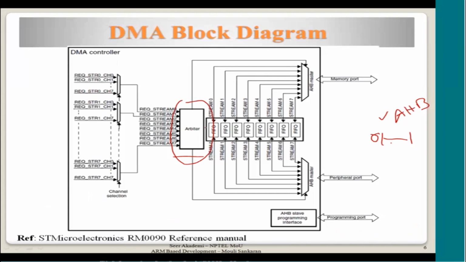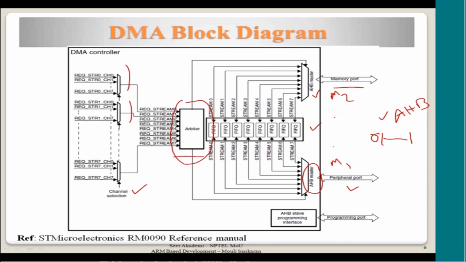Within the DMA, because there are multiple channels and multiple streams, we need an arbiter inside. So there may be many requests coming in from each channel, and one channel is selected, and then that request goes through and the transaction happens. One AHB master port is connected to memory, and the other one is connected to the peripheral. What does it mean? This particular port could be a master on the AHB bus. Master 1, master 2. So the DMA controller itself gives two masters on the AHB bus. It behaves like two masters.